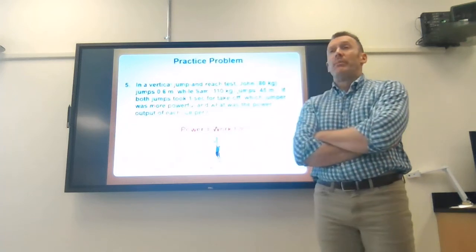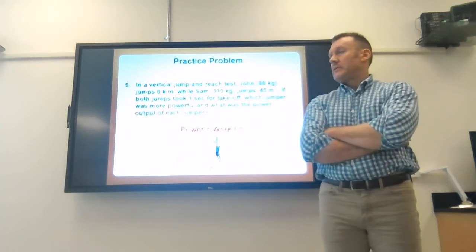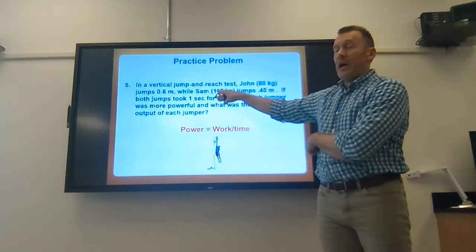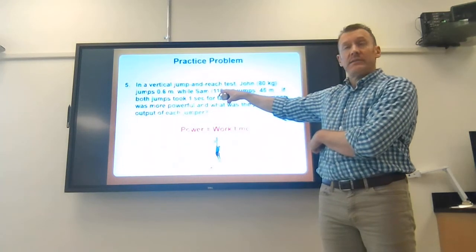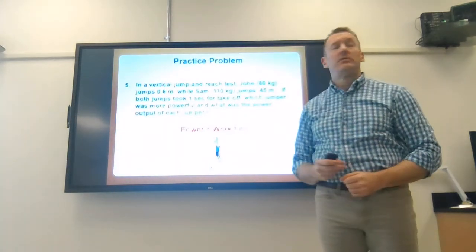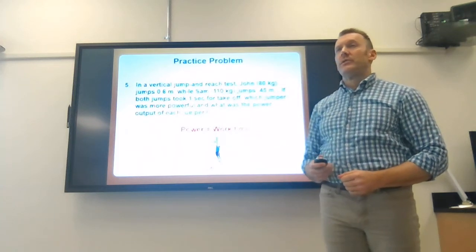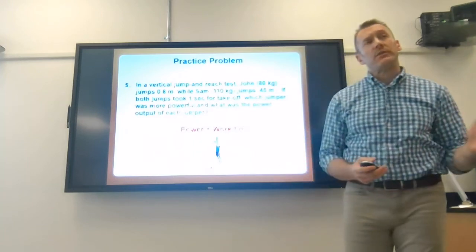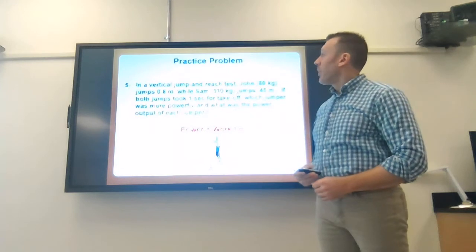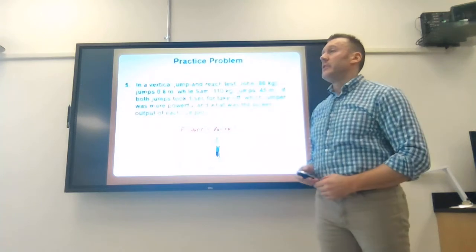Okay, so Sam is the more powerful jumper by just a few watts. So the reason is because he's moving a greater amount of mass. So he has more weight, even though he's not jumping as high, his jump was more powerful. So weight factors into how powerful due to the force, if each of those jumps takes place in the same amount of time. So do you have any questions on power, how to calculate it?